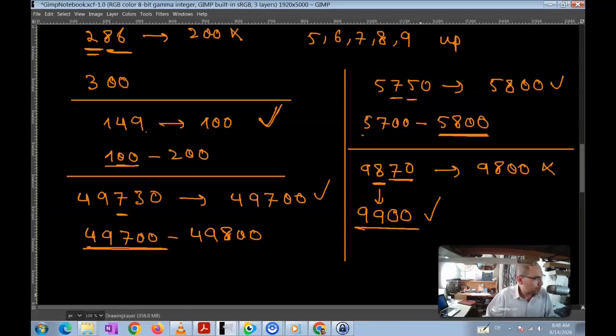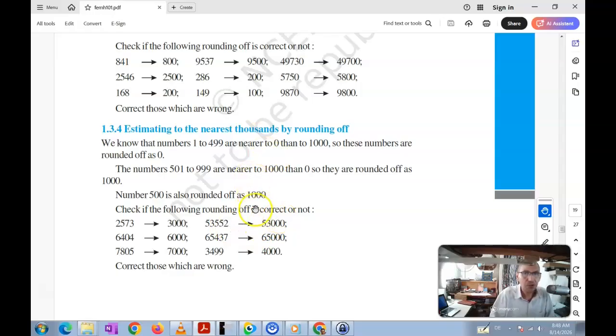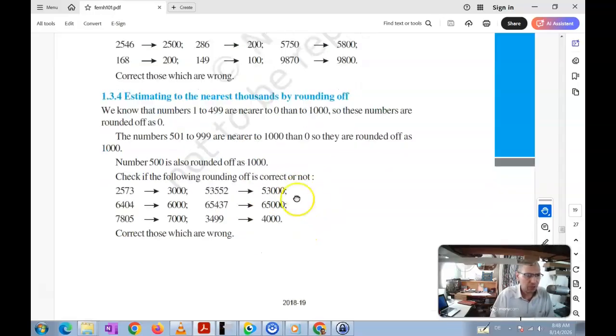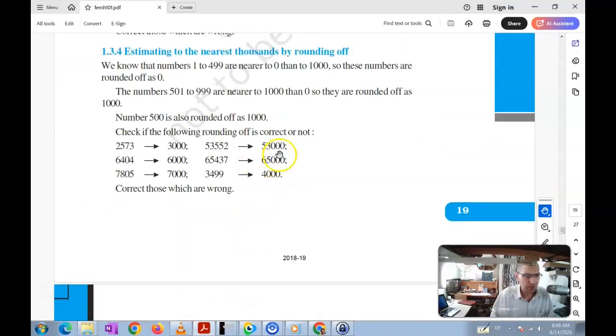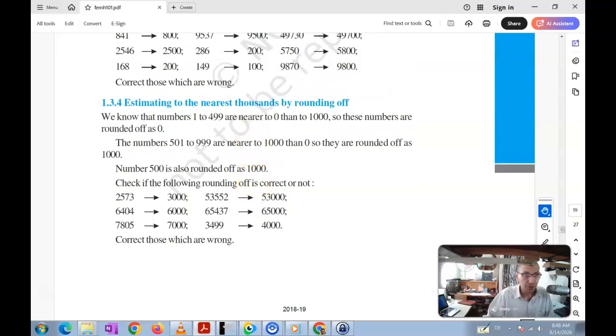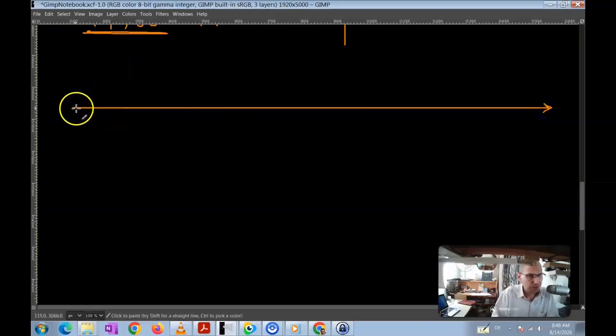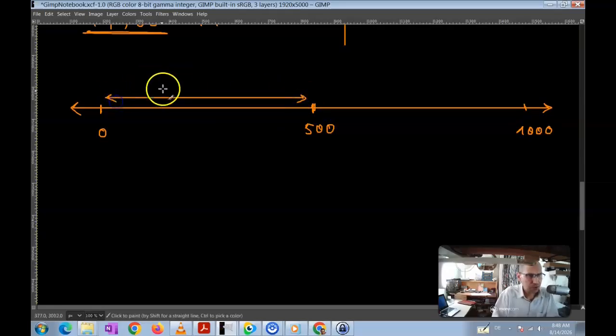Now, in the exact same way that we have been rounding these numbers, you can of course round your numbers to the nearest thousands. And so we have a couple of examples over here. But more importantly, we need to consider that if you go from 0 to 1,000, halfway between the 0 and 1,000 you have the 500, and then we have all the numbers over here which are 1 through 499, and then we have all the other numbers over here which are 501 through 999.